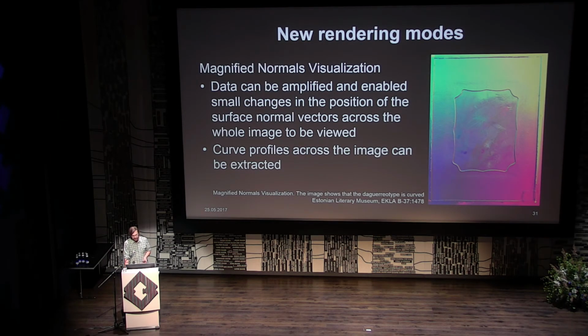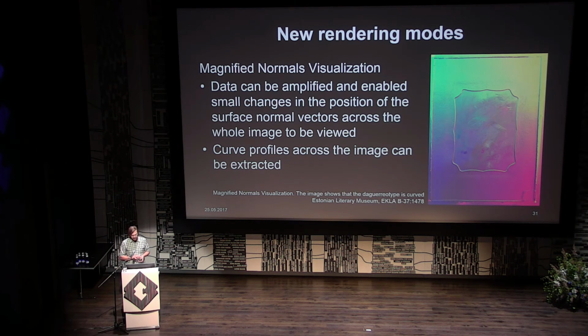Further to the usual rendering modes used within RTI examinations, the algorithm which we were using during this project extends the normal visualizations by adding a magnification factor to each of the colors assigned to the surface normal vector components. This allowed the data to be amplified, and it enables small changes in the position of the surface normal vectors across the whole image to be viewed.